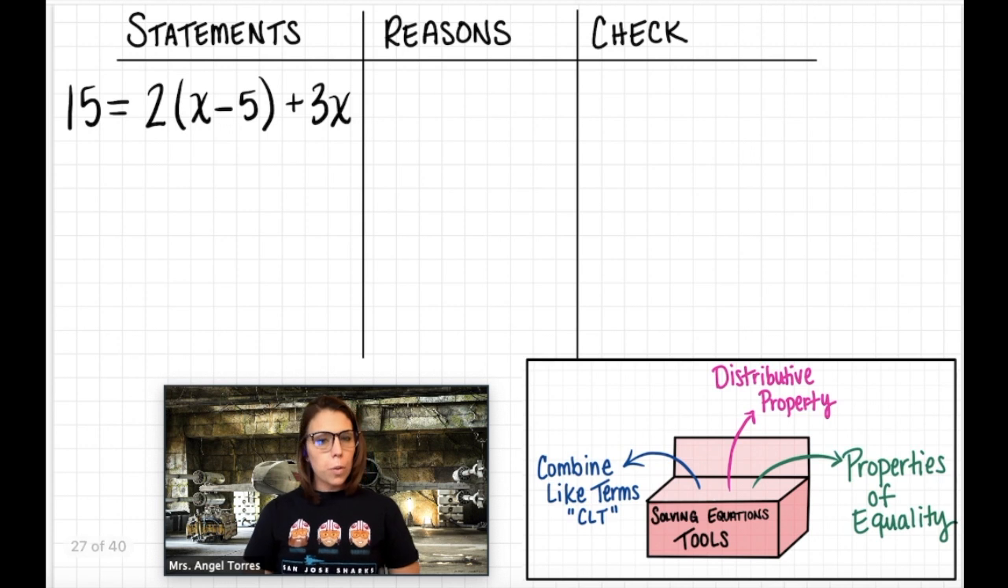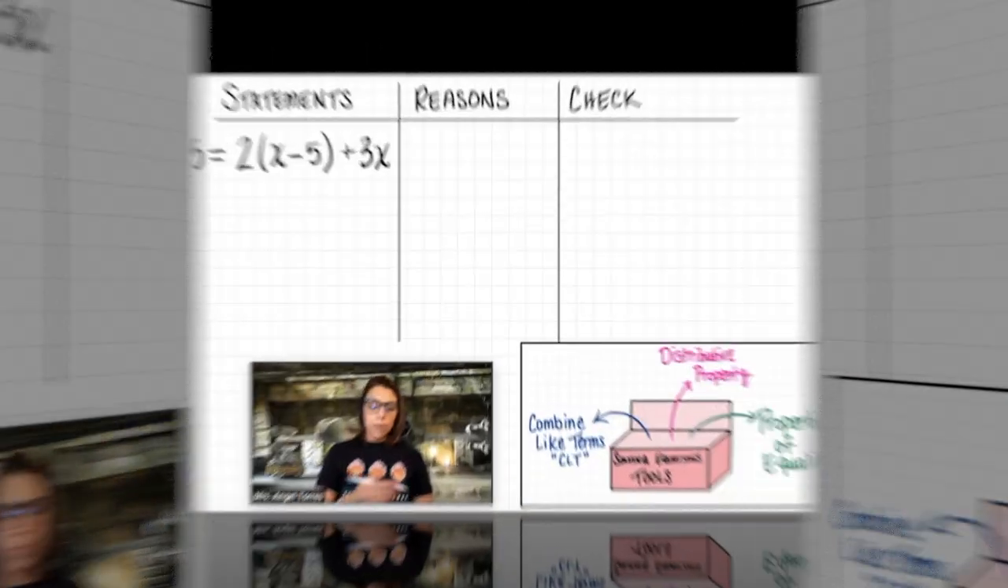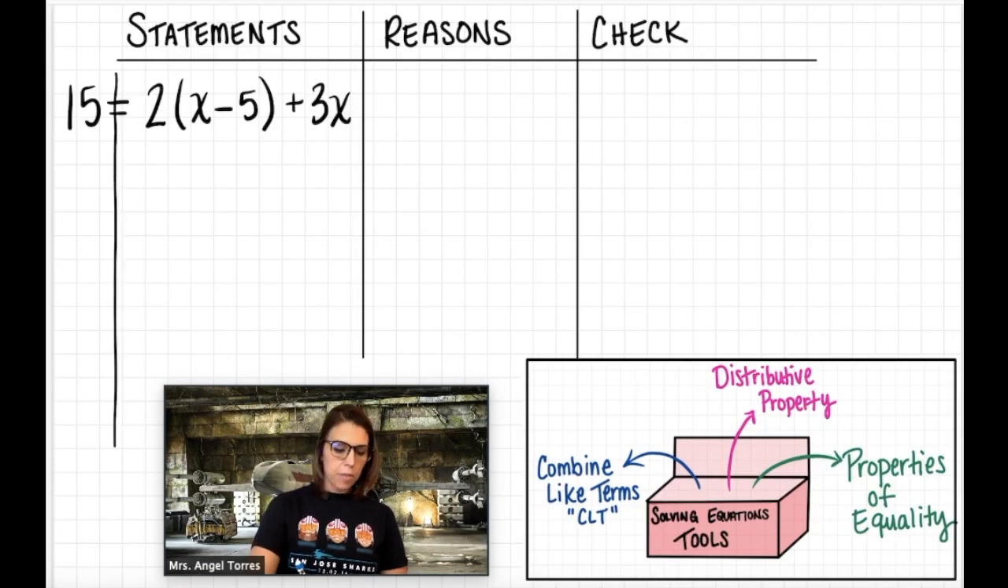Last example before we get into our workbook. 15 equals 2 times the group of x minus 5 plus 3x. Go ahead and copy down this equation and your 3-column proof now. Great. I'm going to start by putting a line down the middle of my equal sign. This one looks like it's got a lot going on. So let's take a look at our toolbox and figure out what tools we're going to use.